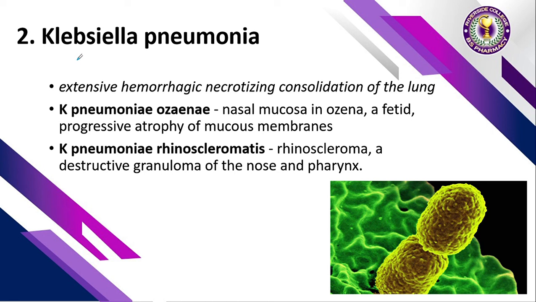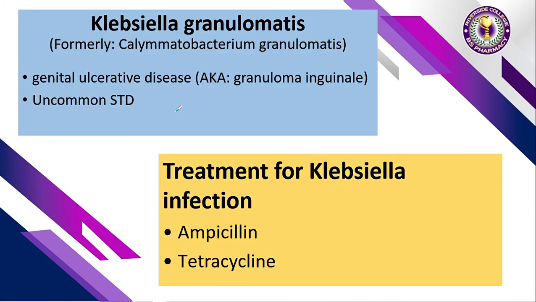Next one, we have Klebsiella pneumoniae. Klebsiella pneumoniae, extensive hemorrhagic necrotizing consolidation of the lung. Din happen ang pneumonia sa lungs. So, Klebsiella pneumoniae attacks the lungs. You have two types, the pneumoniae ozaenae and the rhinoscleromatis. So, rhinoscleroma, destructive granuloma and nose and pharynx, are naman niya progressive atrophy of mucous membrane ng aton ozaenae. Then we have granulomatis, formerly known as Calymmatobacterium granulomatis, causing genital ulcerative disease and known as the uncommon STD. For treatment for Klebsiella infection, we have ampicillin and tetracycline.